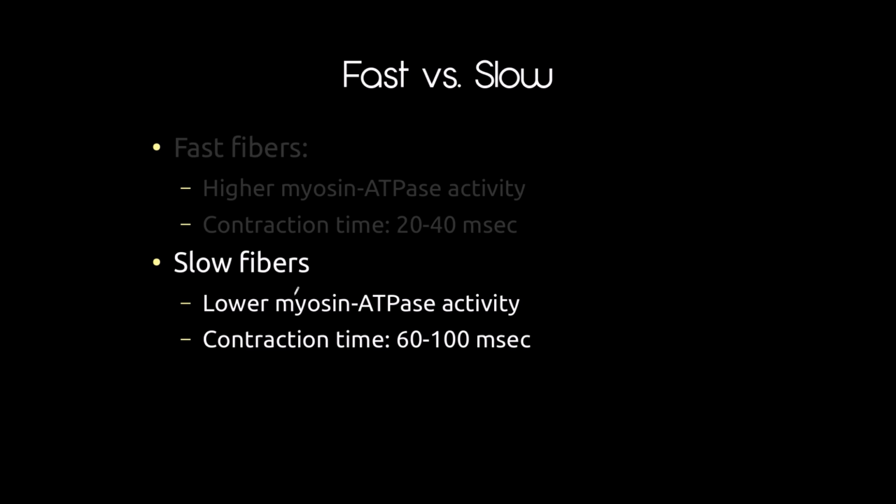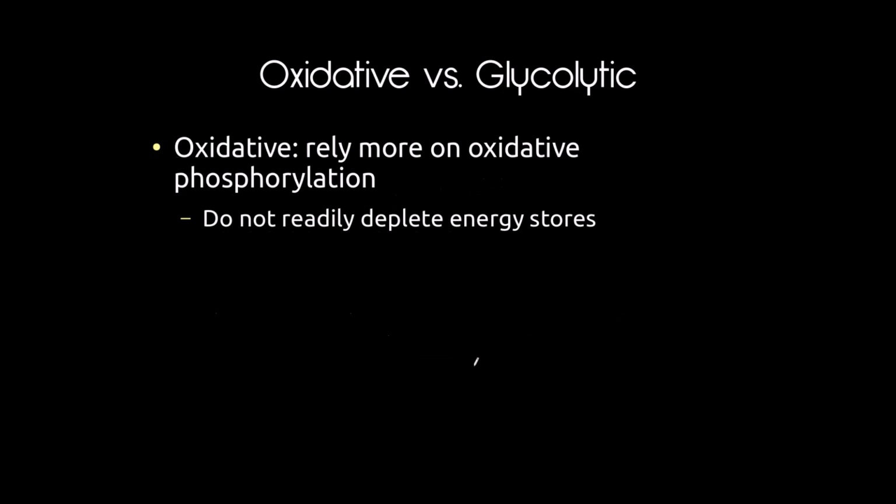So, pretty fast. Slow fibers, however, and we're just talking slow in relation, still a very fast action, have this lower myosin ATPase activity, so that myosin ATPase is not nearly as enzymatically active. And contraction time here is 60 to 100 milliseconds. So considerably slower, somewhere centering on or averaging about 75 milliseconds. Somewhere in that neighborhood. So these are considerably slower fibers, and that's really intuitive. That's really what's just going on here.